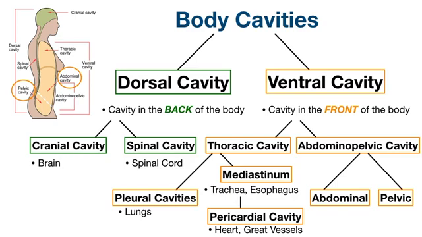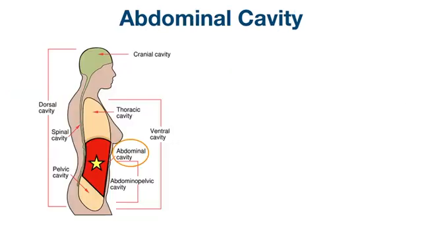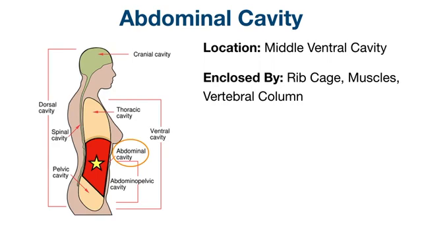Let's look at the abdominal cavity first. The abdominal cavity makes up the middle part of the ventral cavity, or the superior part of the abdominal pelvic cavity, as we can see highlighted in red. The abdominal cavity is enclosed mainly by the rib cage, abdominal muscles, and the vertebral column. The diaphragm forms the superior boundary of the abdominal cavity, and an imaginary line at the pelvic inlet forms the boundary between the abdominal and pelvic cavities.